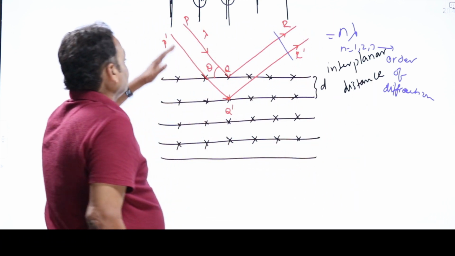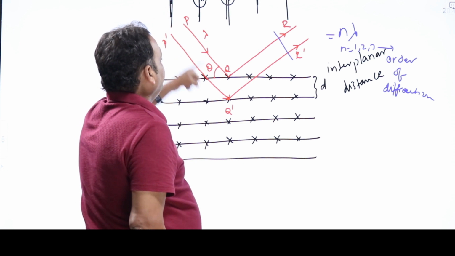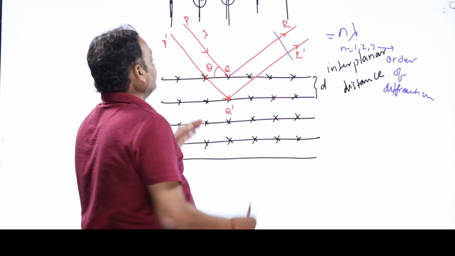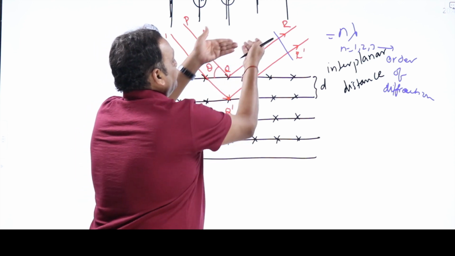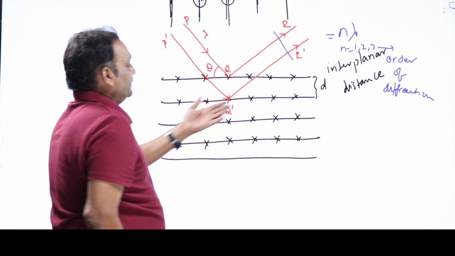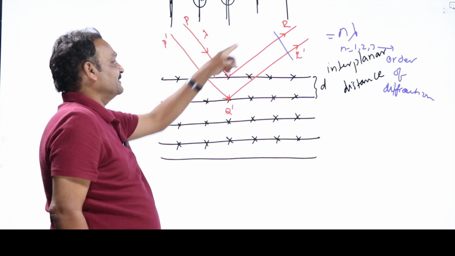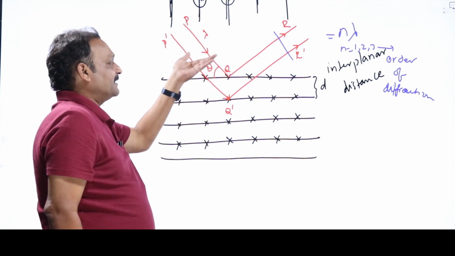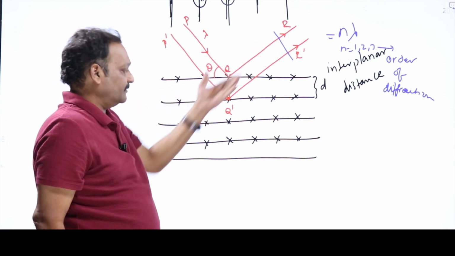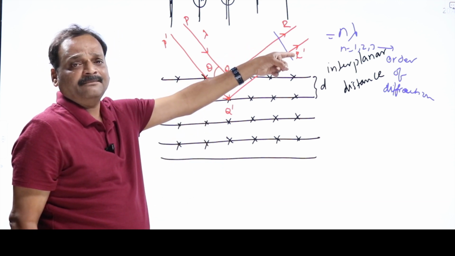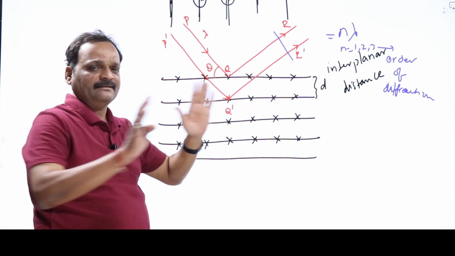So what does path difference mean? PQR is traveling some distance, P dash Q dash R dash is traveling some distance. What is the extra distance traveled by one ray compared to the other ray? By looking at the picture itself, you'll understand. The second ray is traveling more distance than the first ray. That extra distance is known as path difference. If it is equal to 1 lambda or 2 lambda or 3 lambda, we'll get maximum intensity, otherwise minimum intensity. As simple as that.